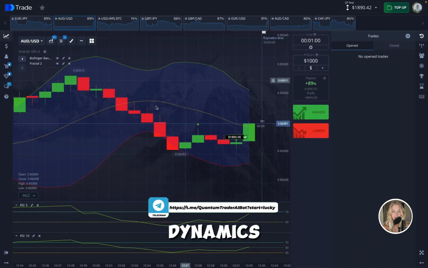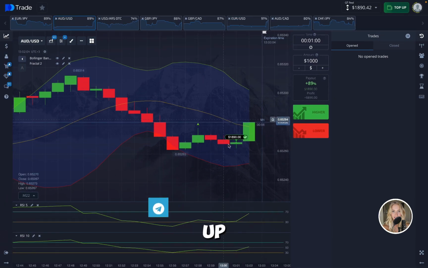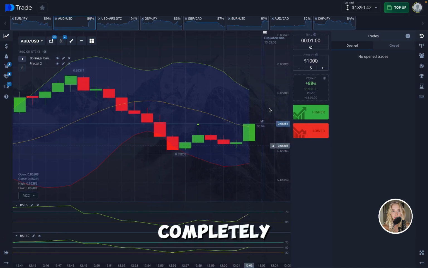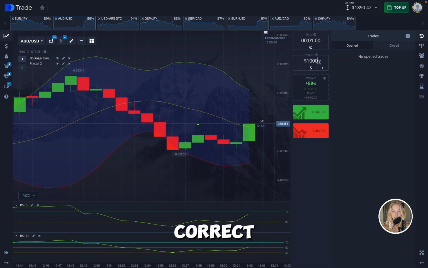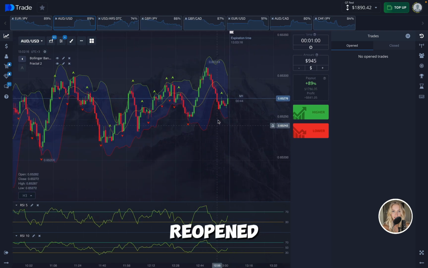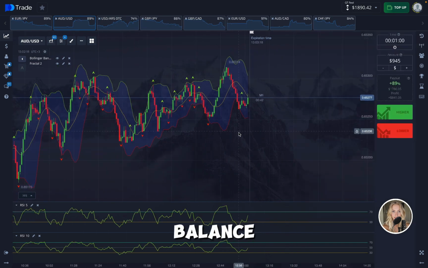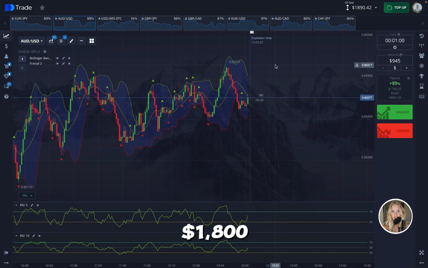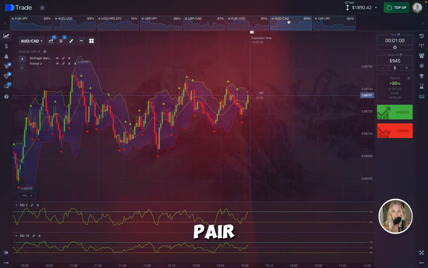As I said, the dynamics on the next candle went up. In general, I am completely satisfied with the result. The deal was absolutely correct. Let's change the amount of the deal value, put $945, and reopen 2 deals for the entire balance, namely for $1,800. Let's continue and select the next currency pair.